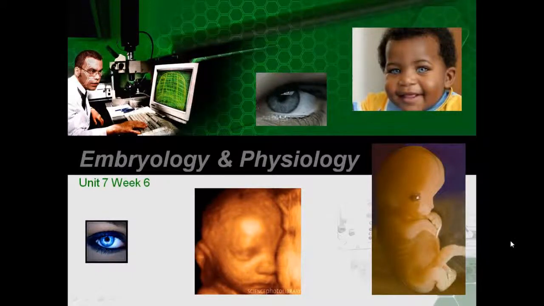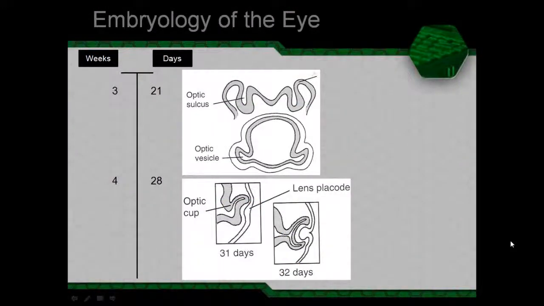Okay, today we're going to be talking about the embryology and physiology of the human eye. We're going to start off with some embryology. Now this is basically a timeline of the most important stages in the embryological development of the eye.